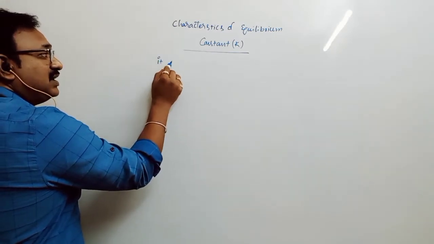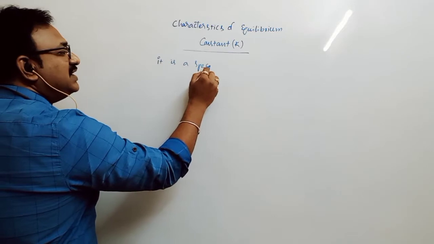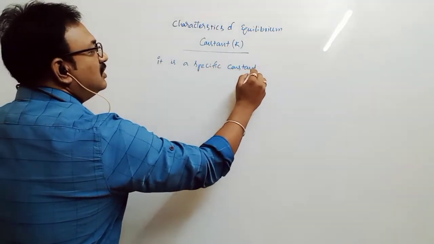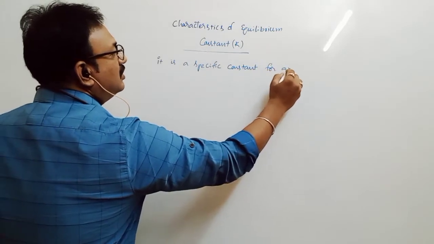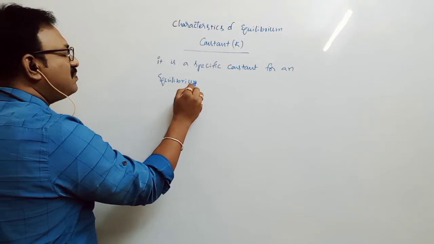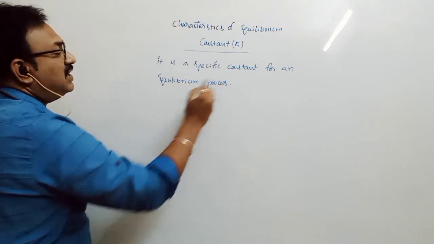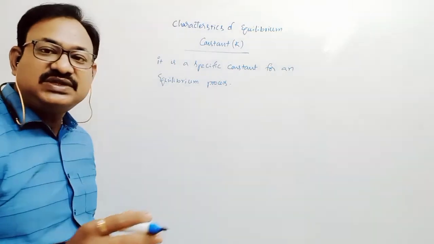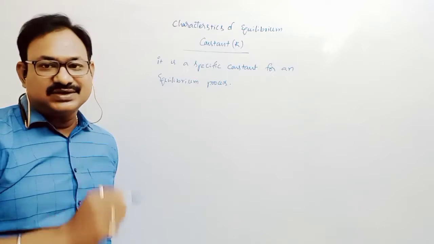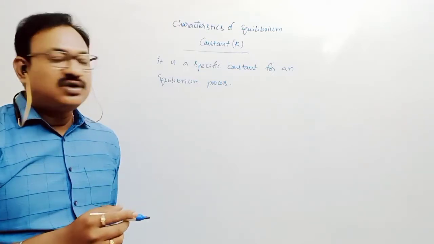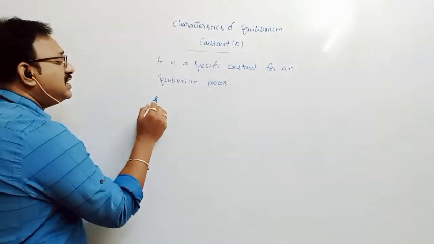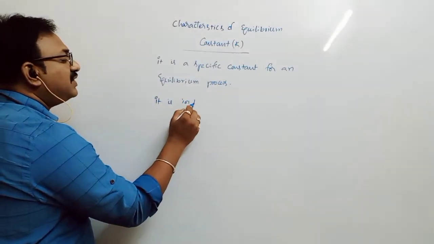See, it is a specific constant for an equilibrium process. Understand? That means the constant may differ from process to process. So for a particular process it is a constant. That's why it is a specific constant for an equilibrium process.